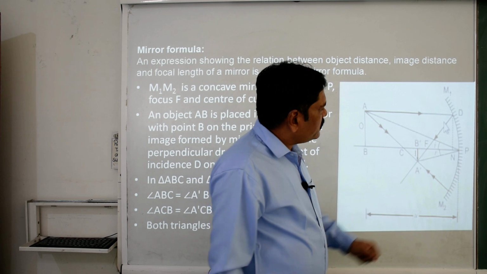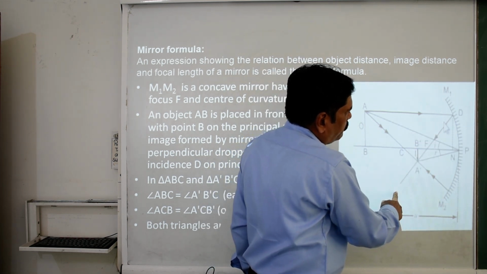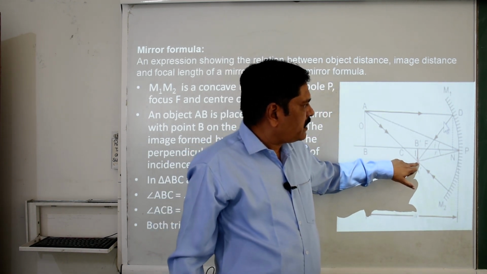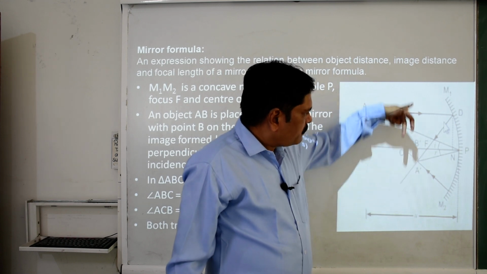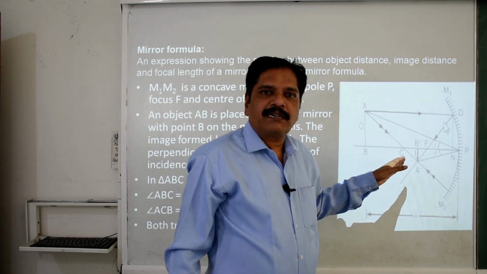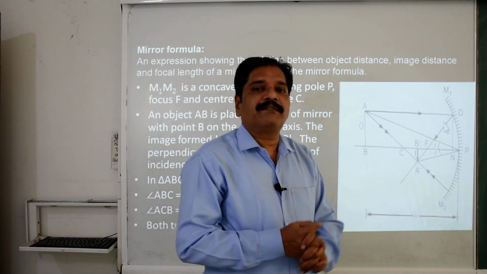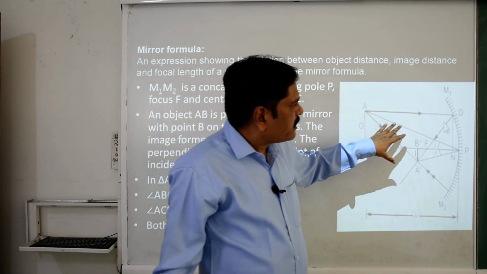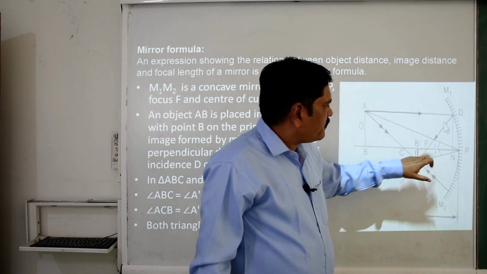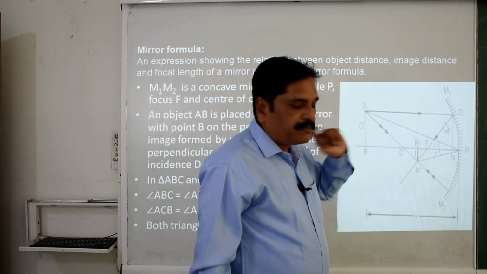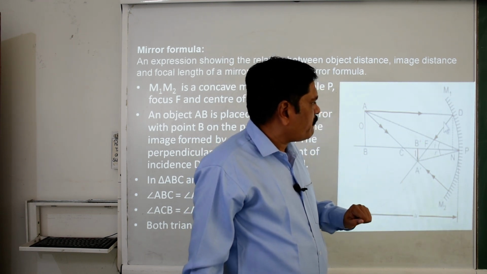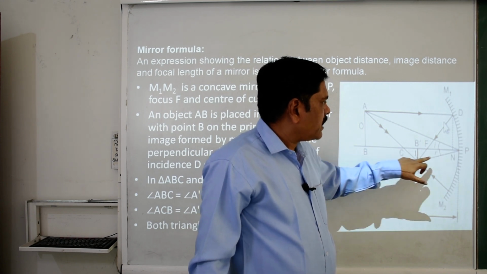So you can see that the reflected ray from point D and this reflected ray will intersect here. You will get the image in front of the mirror; it is inverted, small, and can be obtained on a screen. That's why it is the real image. Here point C is taken as the center, F is taken as the focus, and A dash B dash is the image. On point B, this image is actually formed between the center and the focus.